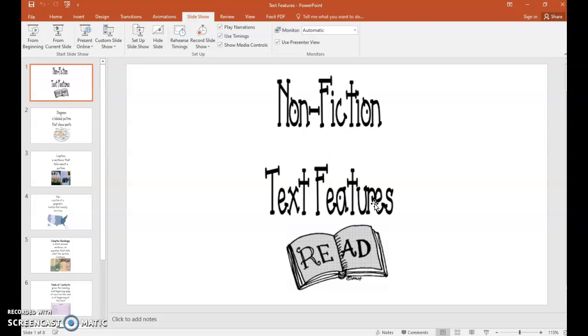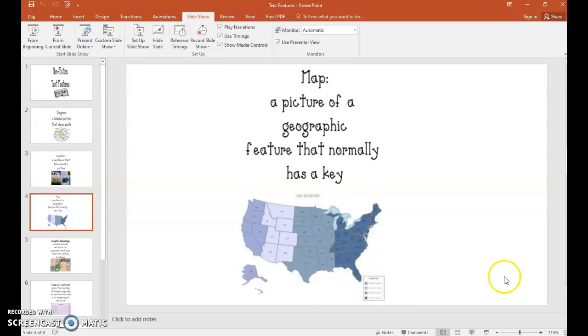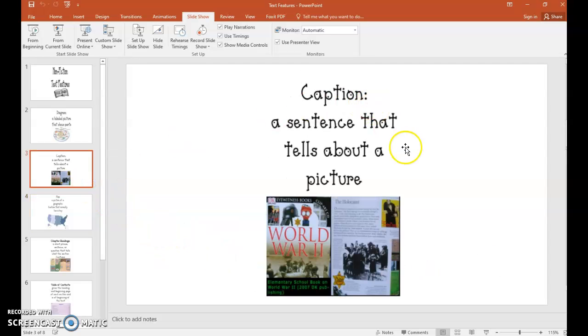Now, why would they include text features? It's always to help with the purpose they're trying to tell us. So if they're trying to describe something to us, maybe they're going to show us a diagram, because sometimes pictures are better than words. Okay, if they're trying to describe where something is, they might show us a map. All right, let's think about if the author's purpose was to inform us. Okay, if they're just trying to inform us, then maybe they're going to give us a picture with a caption to give us some more information about it.